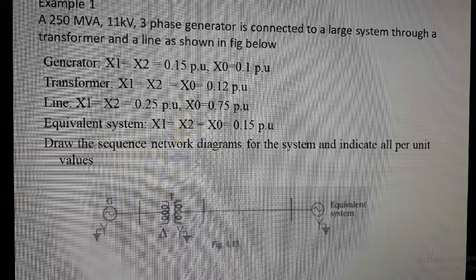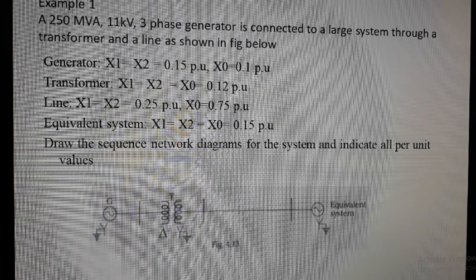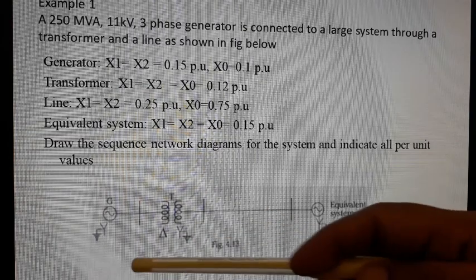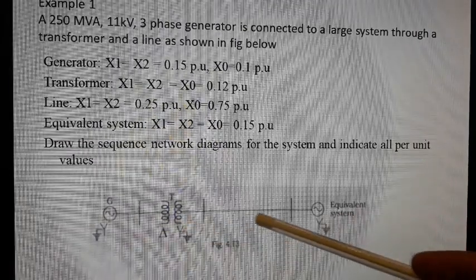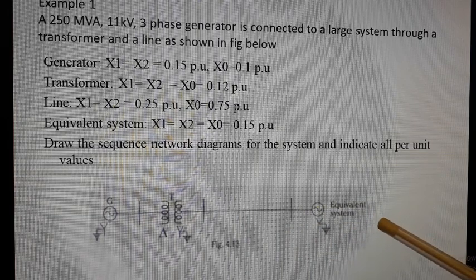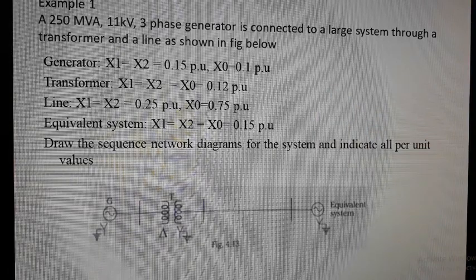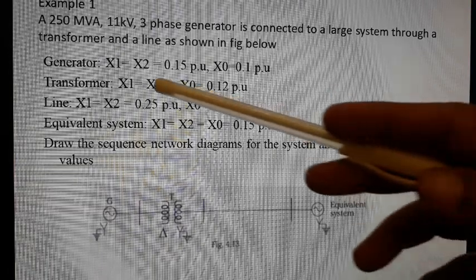Today let us take a few examples on symmetrical components. The first example: a 250 MVA, 11 kV, 3-phase generator is connected to a large system through a transformer and a line, shown below. So here we have the generator, transformer, transmission line, and it is connected to a large system. And all the generator ratings and the reactances have been given.